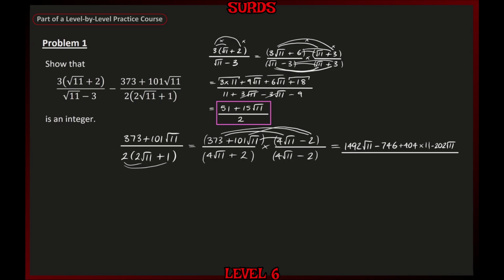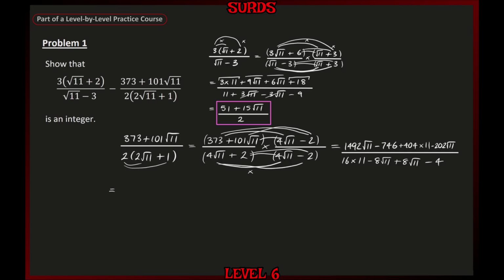In the denominator, we can also expand. So we have 4 root 11 times 4 root 11, or 4 times 4 is 16, and root 11 times root 11 is just 11. So we get 16 times 11. 4 root 11 times minus 2 is minus 8 root 11. 2 times 4 root 11 is plus 8 root 11. And finally, 2 times minus 2 is minus 4.